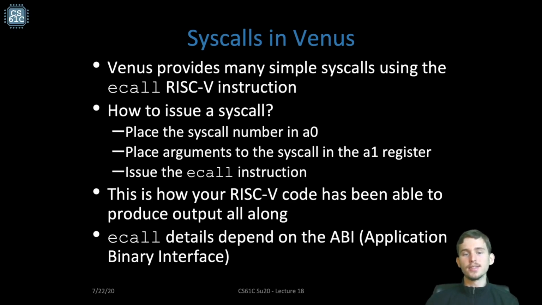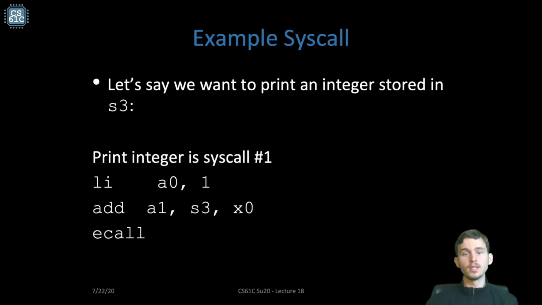So the ecall details are also dependent on the application binary interface, or ABI. That's why you might have an application that was written for Venus not work with an application that is written for Linux, RISC-V Linux to be specific. So here's a quick example of an ecall or a syscall in Venus.